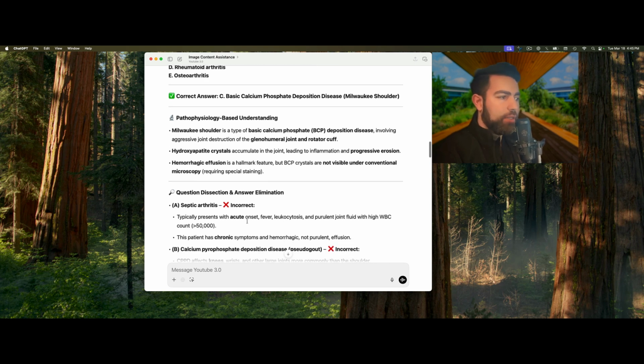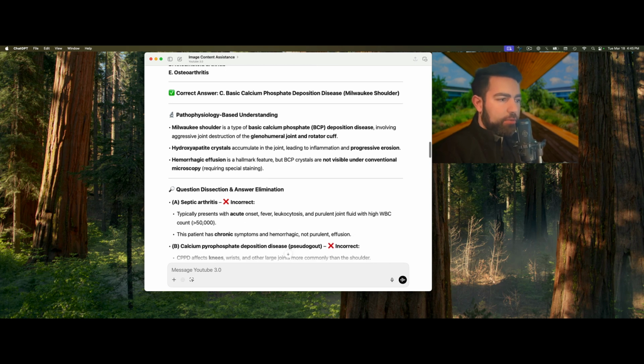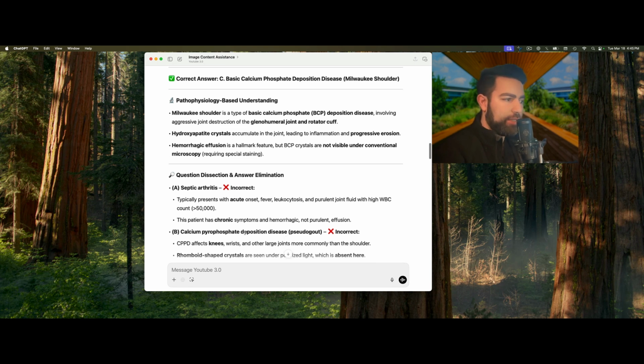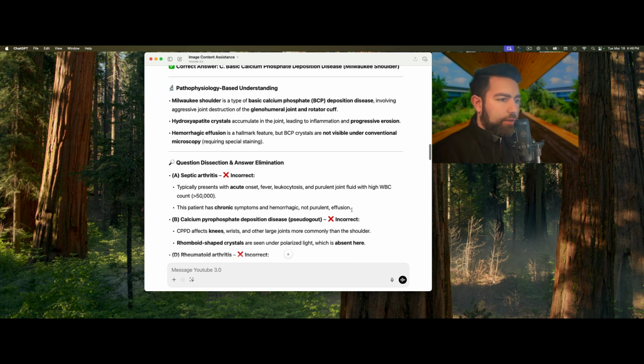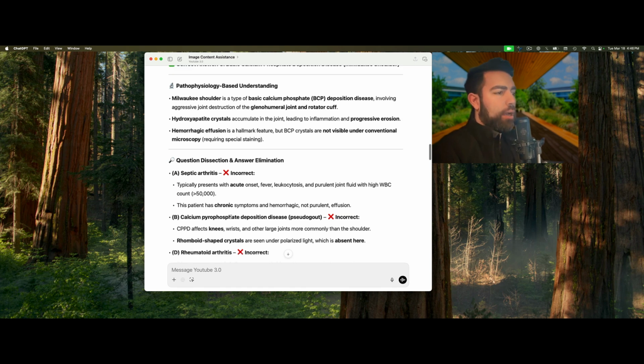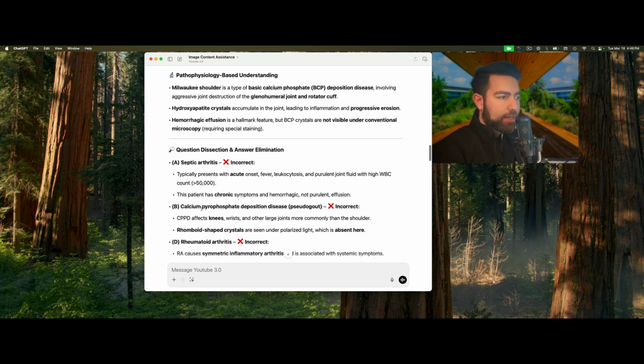Septic arthritis is incorrect, because remember, this would be more acute onset. You would have purulent joint fluid, you have high WBC, maybe greater than 50,000. This patient's symptoms are more chronically presenting, and there's no other findings like purulence or anything like that that would suggest infection.